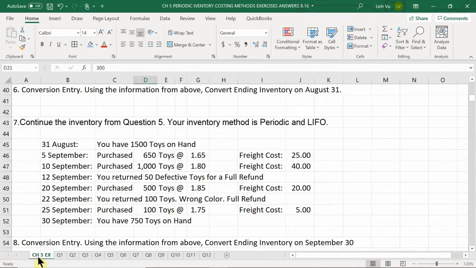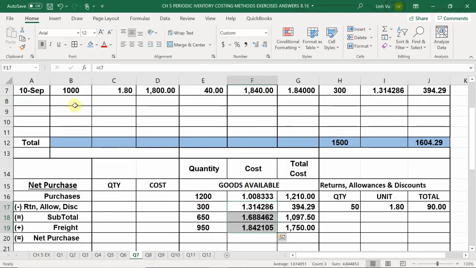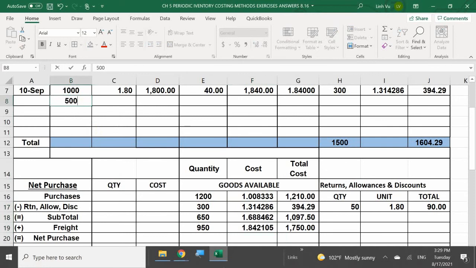Okay. So let's see what happened next. So then September 20th rolls around and you end up purchasing 500 toys at $1.85 with a freight cost of $20. 500 at $1.85 and a freight cost of $20. Okay. So we have 500 at $1.85 with a freight of $20.